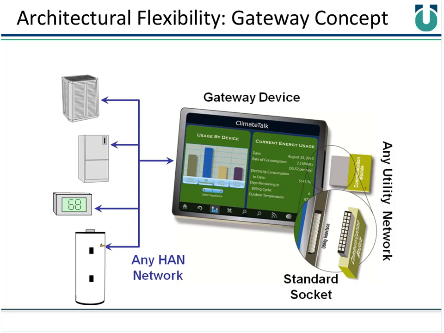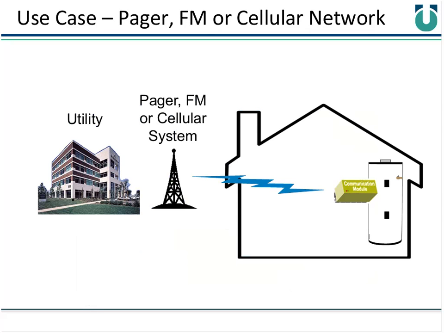What I'd like to do is talk about some of the different use cases, because I think going through a progression of use cases will help us see some of the flexibility that it provides. So here you've got a simple demand response scenario. The utility uses a pager or FM sideband or cellular system to do demand response. And there you have a hot water heater that has an appropriate communications module in place.